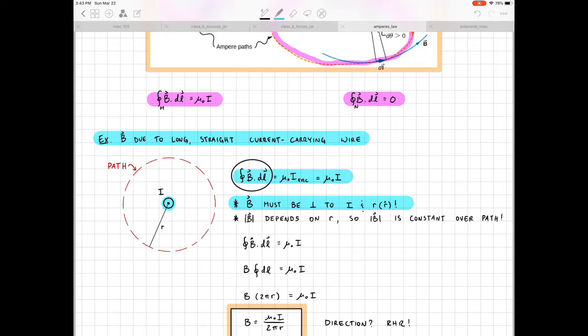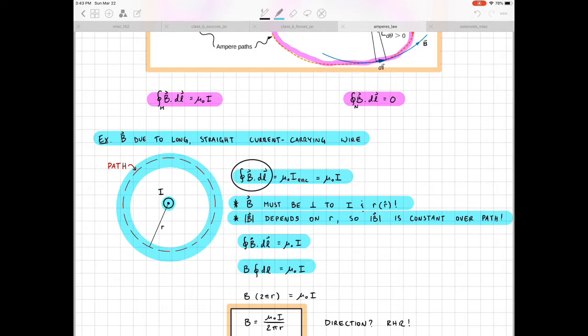The other thing that we want to appreciate is that B only depends on r. So no matter where we are on this circle, the magnitude of the B field is going to be the same value. And so when we realize those things, then this expression can turn into this expression because the magnetic field is constant over that path. And so I'm just going to bring it out of the integral. Well, now we're just integrating dl over the path of a circle, which is just 2 pi r.